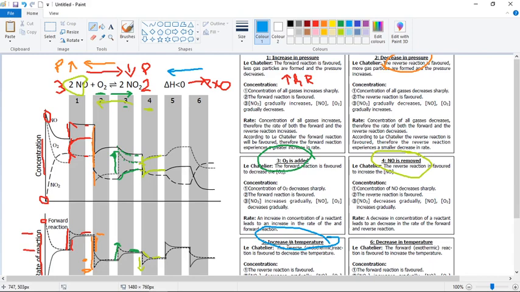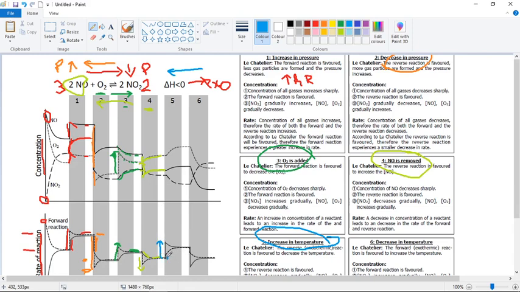Secondly, when you increase the temperature, you have to bear in mind that in actual fact, all of the reaction rates will rise because increasing temperature gives the particles more kinetic energy. So the more kinetic energy you have, the greater the rate of reaction. So we will increase the rate of reaction for both the forward and the backward reaction, but we will increase the rate of the backward reaction more. So here's the backward reaction. It is the solid line.